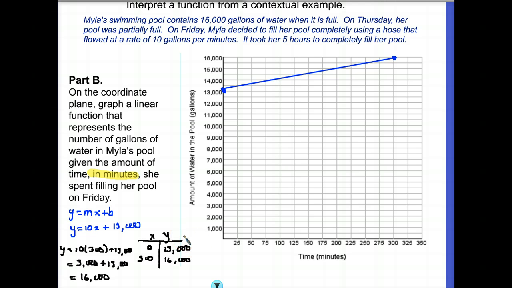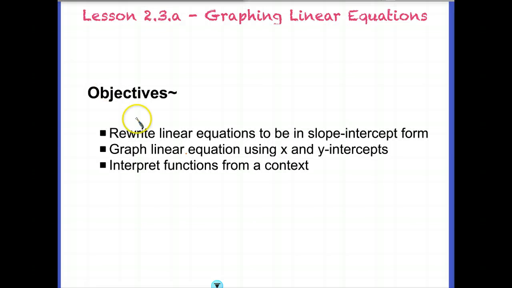So let's go back and make sure that you all understand all the objectives that we went over. You should be able to rewrite linear equations in slope-intercept form to make it easier to graph. You should also be able to graph linear equations using your x and y intercepts. So plug in a 0 for y to find your x, and plug in a 0 for x to find your y. And then finally, we interpreted a function from a contextual example. That is important because, again, it helps us use our math in real-life scenarios. And that's the conclusion of this lesson 2.3a.